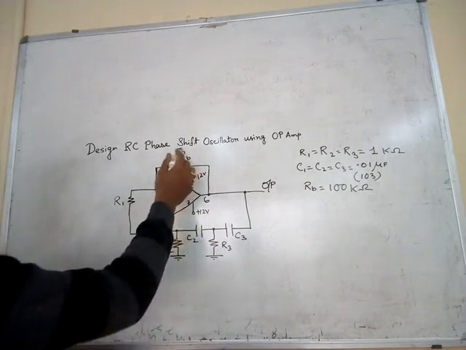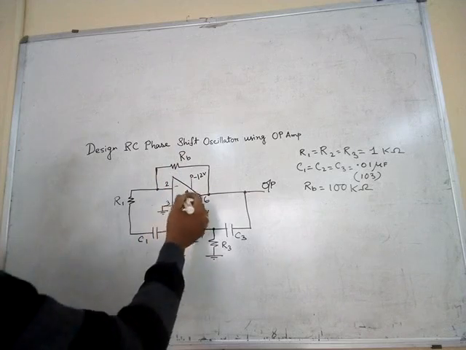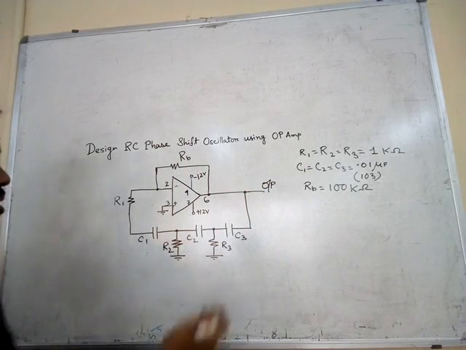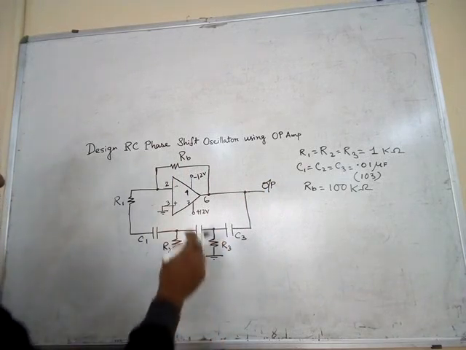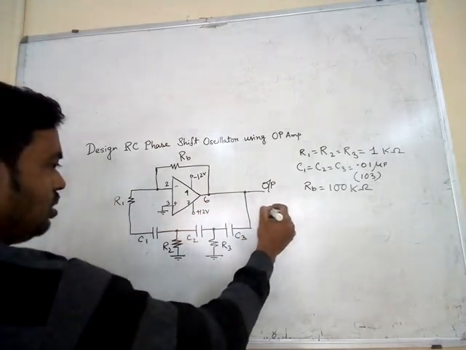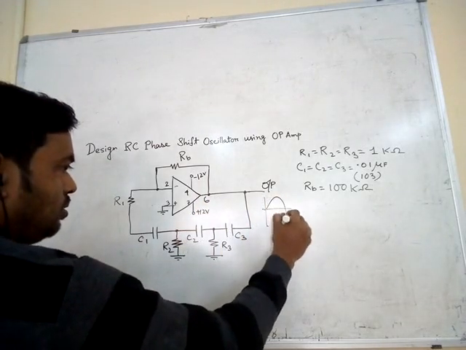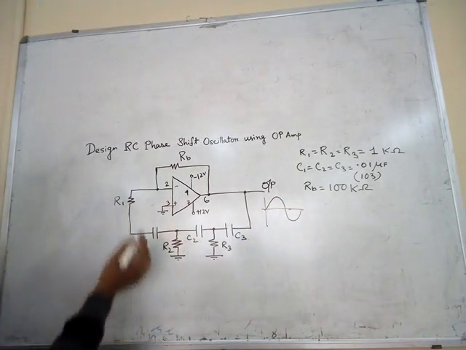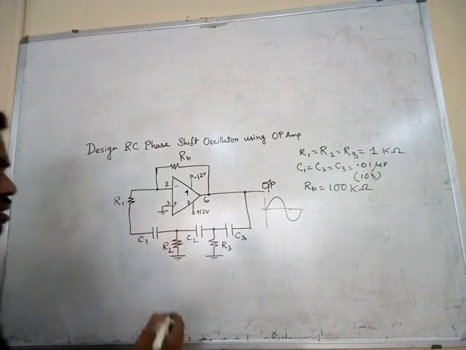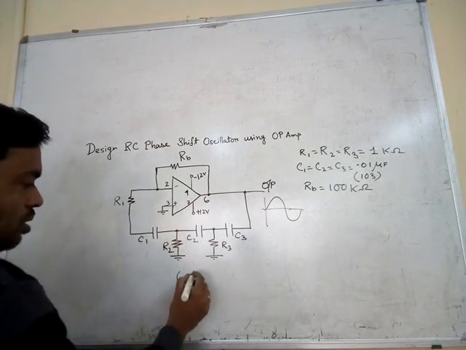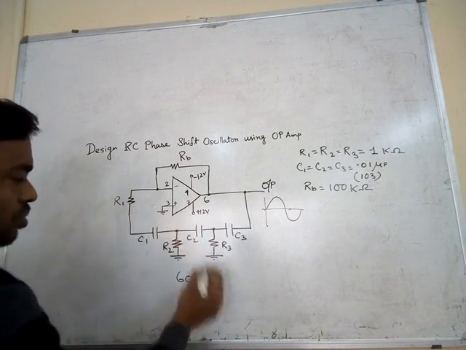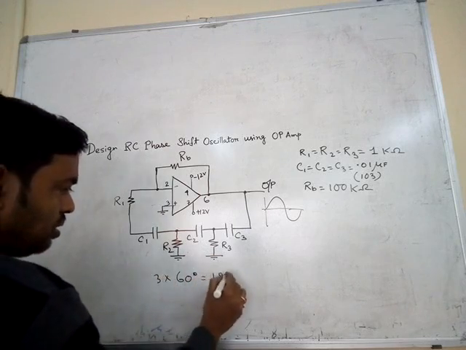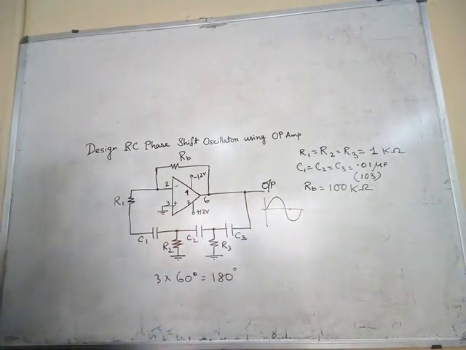There is another resistor, that is RB. We take this resistor, the value of the resistor is 100 kilo ohm, and we get the output from pin number 6, that is a sinusoidal signal. How do we get it? From this RC circuit. Every RC circuit gives a 60-degree phase shift. So as there are 3 RC circuits, we get 3 into 60, that is a 180-degree phase shift sinusoidal signal.